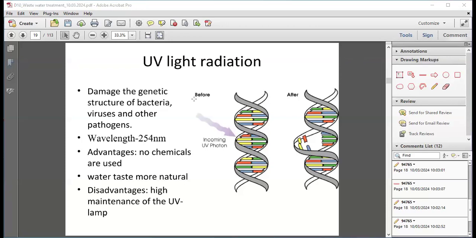Disadvantage: high maintenance of the UV lamp. UV light is produced by a lamp in laboratories. You've heard about the sodium lamp. It produces waves, like the lights we normally see, the tube bulb and tube light. This is the radiation. So one of the lamps is the UV lamp.